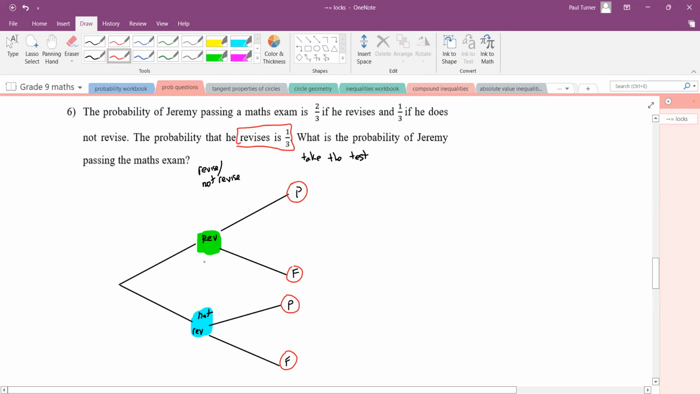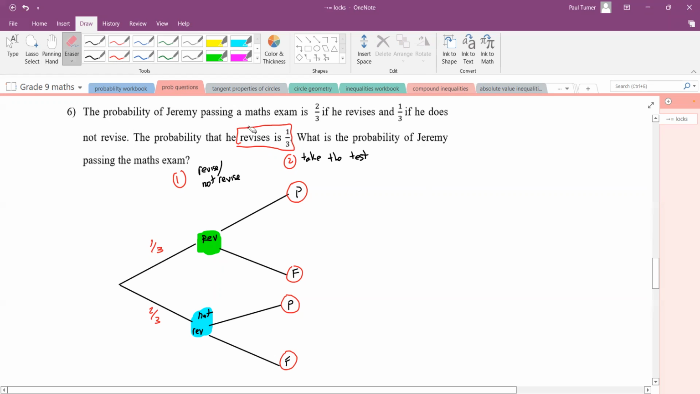So we normally do revision first before we do a test, don't we? So we put revision, not revision first. And the second thing is we'll do the test. This is the normal procedure when you study for a test. So your chance that he revises is 1/3. So if it's 1/3 for him revising, that means not revising must be 2/3. So you're either revising or not revising. So the sum of these 2 probabilities should equal 1.